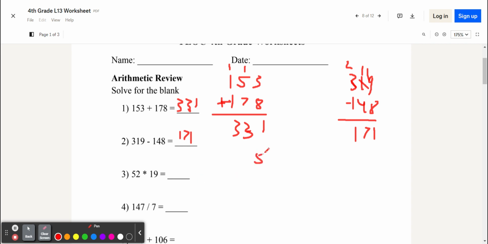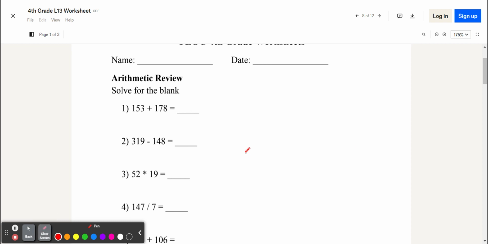And then 52 times 19. 9 times 2 is 18. We carry the 1. 5 times 1 is 5 plus 1 from the carryover, and we will get 6. So that will give us 68. Wait, my bad, sorry. I did that completely wrong. Let me clear the screen. 52 times 19.